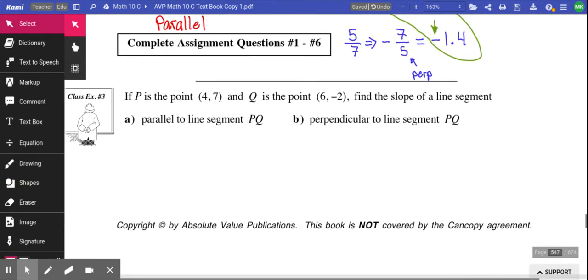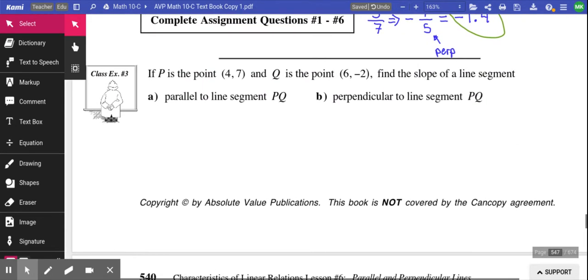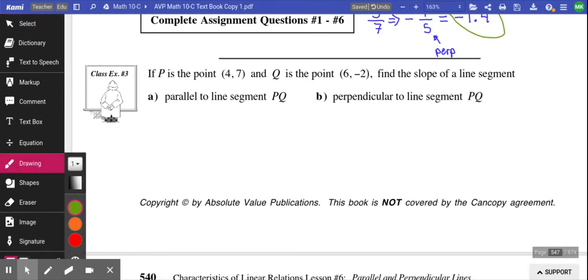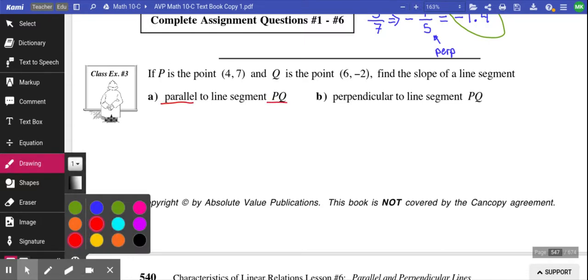All right. Class example 3. It says, if P is the point 4, 7 and Q is the point 6, negative 2, find the slope of a line segment that is parallel to PQ. Parallel would mean same slope. So we want the same slope as P to Q. However, we don't know what the slope PQ is. So we actually have to calculate it.